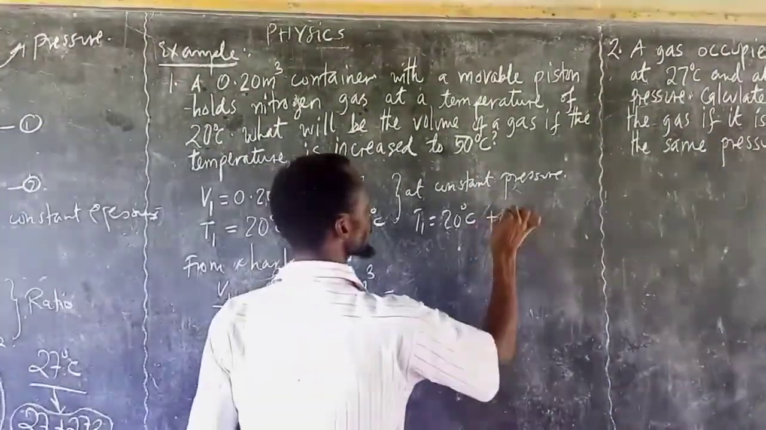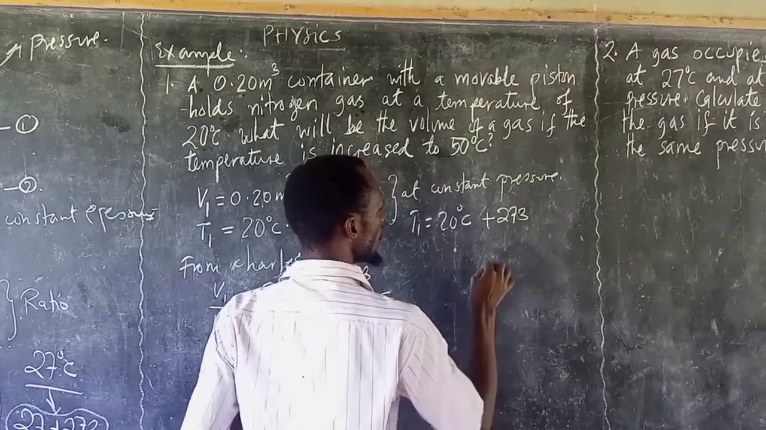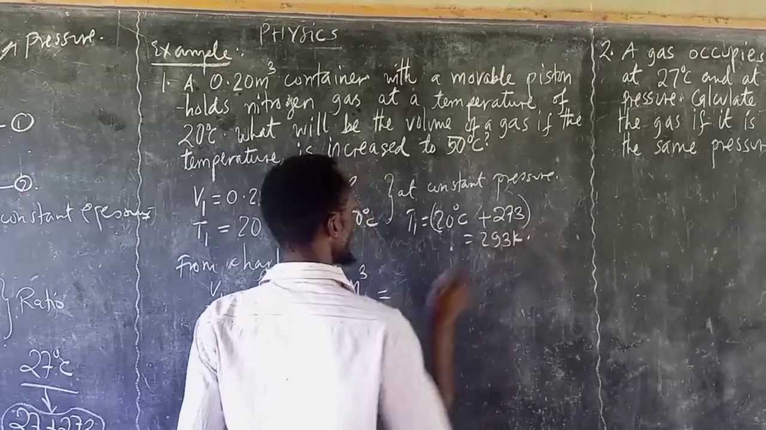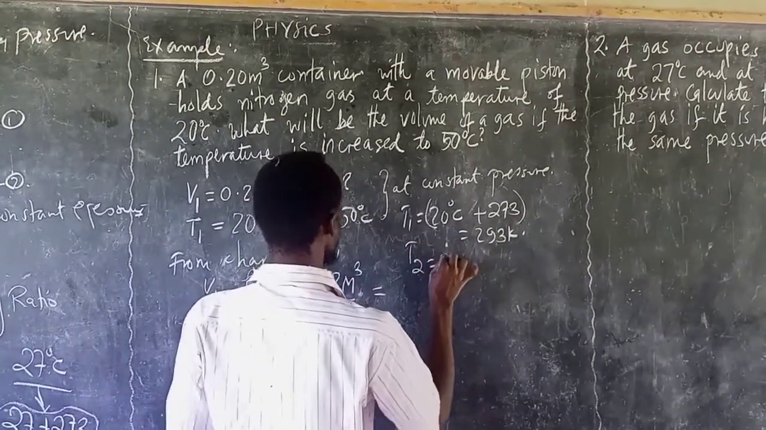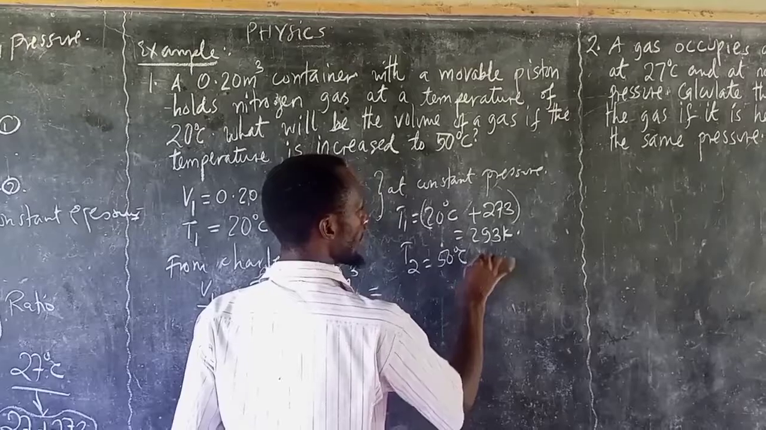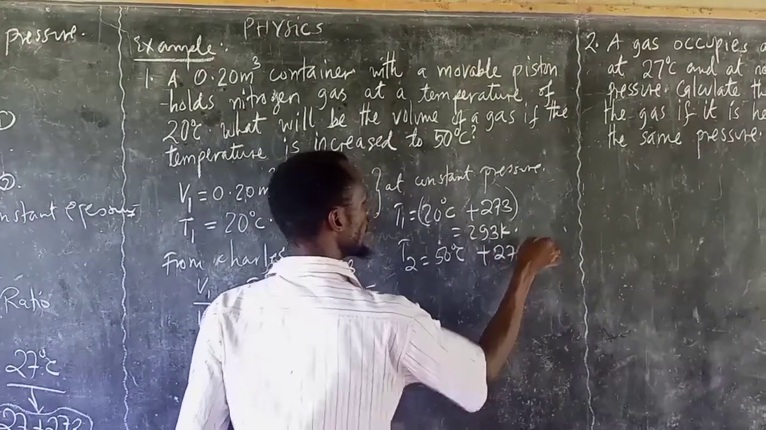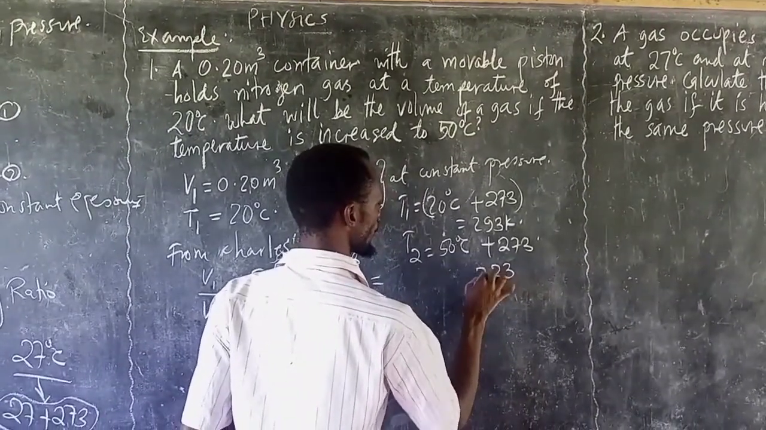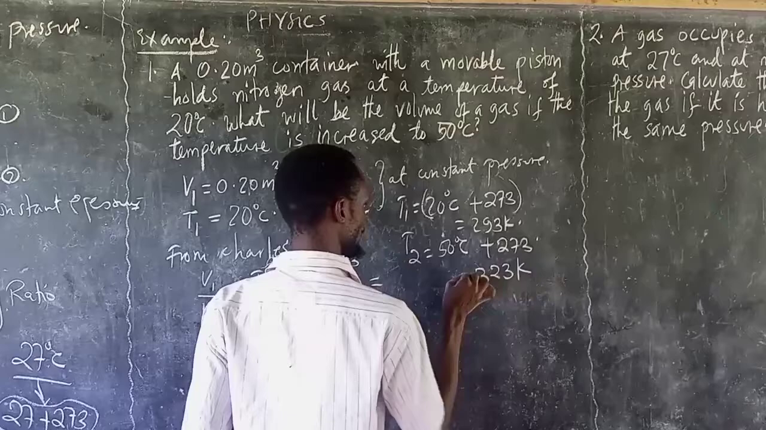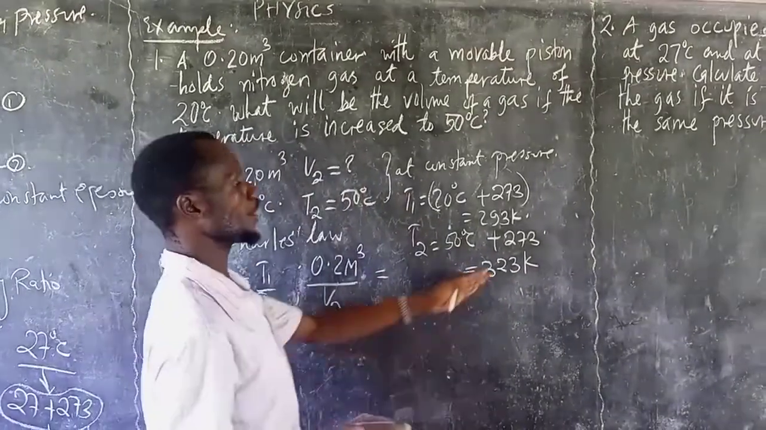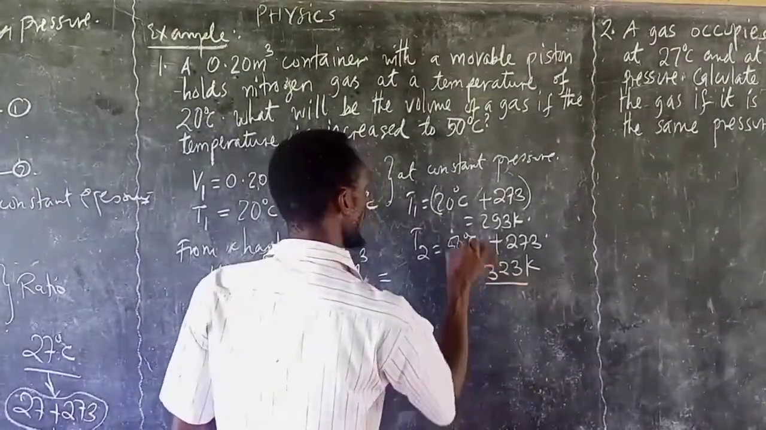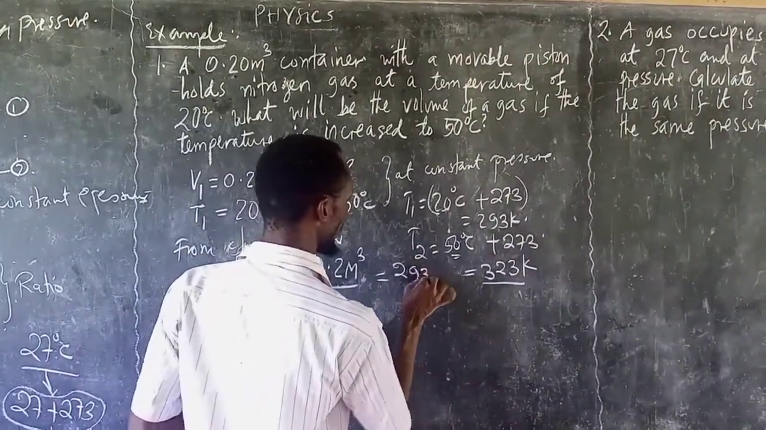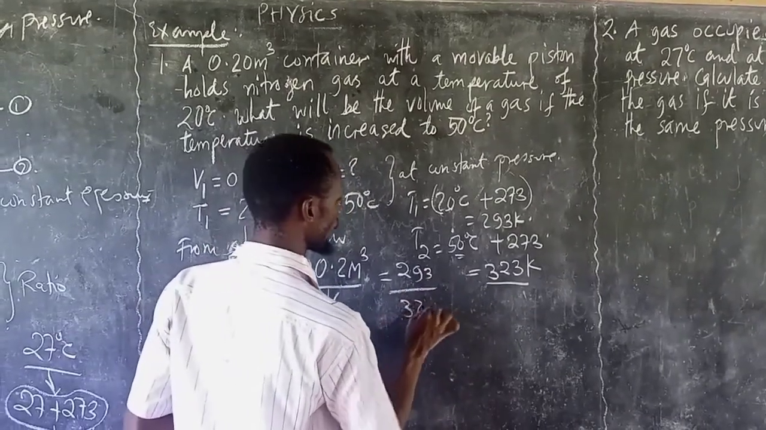But you have to add 273 so that it becomes Kelvin. This is 293 Kelvin. And T2 is equal to 50 degrees Celsius. Therefore, we have to add 273 to become Kelvin, that is 323. This is Kelvin, therefore this is what you are supposed to use, and not the Celsius value. Therefore, T1 is 293 over T2, 323.